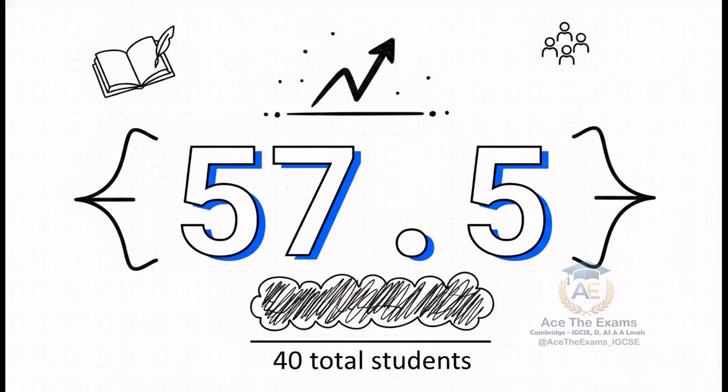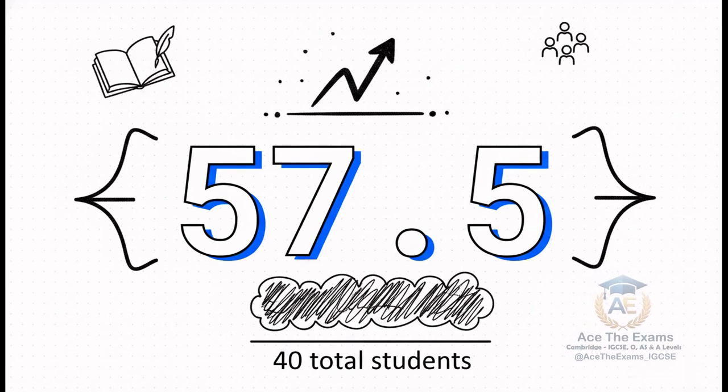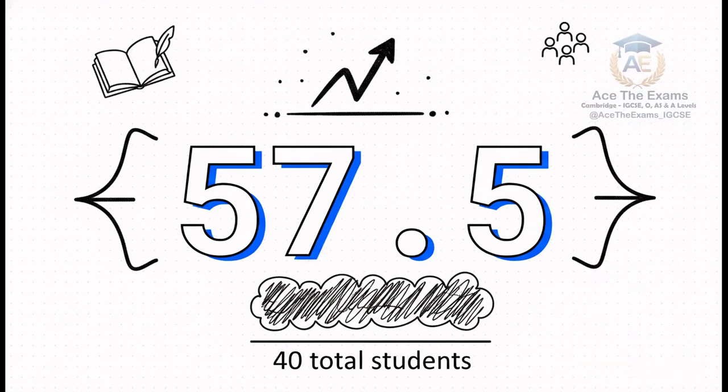So, to wrap up our estimate for the mean of those history students, we just add all those estimated frequency times mid-interval totals together and divide by our 40 total students. This gives us our final estimated mean of exactly 57.5.